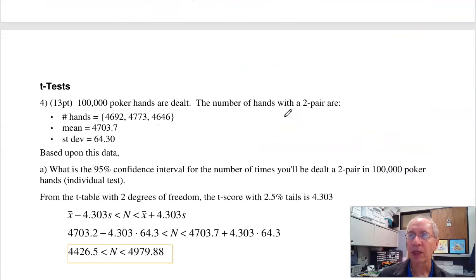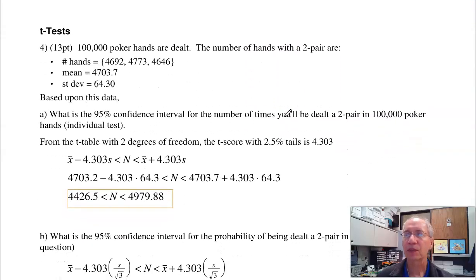Problem 4. Problem 4 looks at a t-test. When you take random processes, there's the thing called a Monte Carlo simulation. If I want to find out what's the odds of being dealt 2-pair in poker, what I can do is write a program that deals out 5-card poker hands and counts how many times did I get 2-pair? That's called a Monte Carlo simulation.